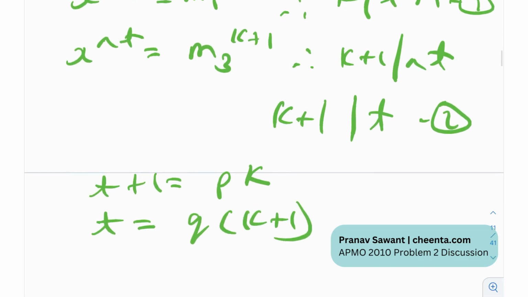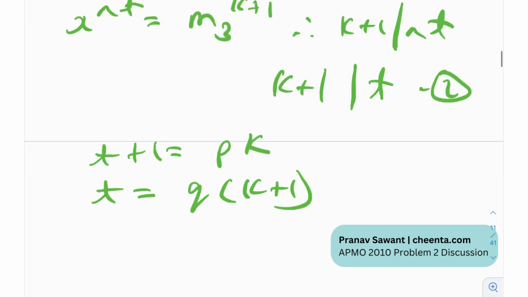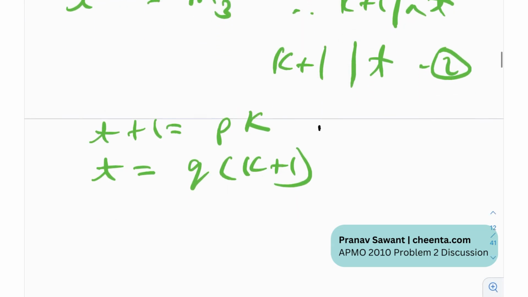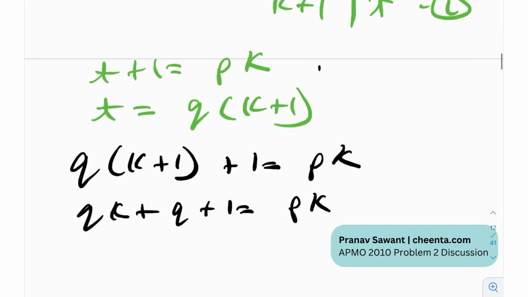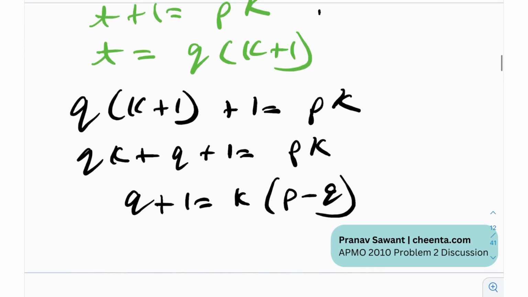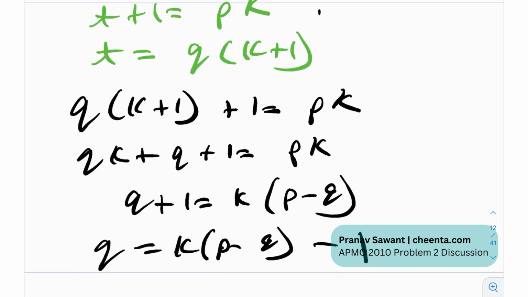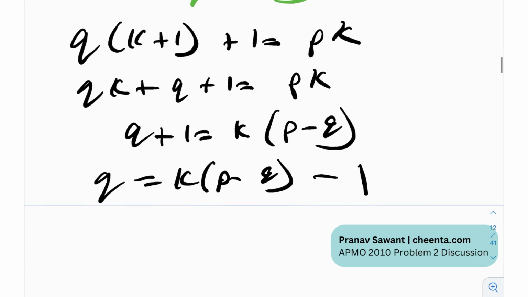And if I substitute the value of t into this equation, I'll get q times (k plus 1) is equal to pk, and that gives us qk plus q plus 1 is equal to pk, and q plus 1 is equal to k times (p minus q). So q is k times (p minus q) minus 1.